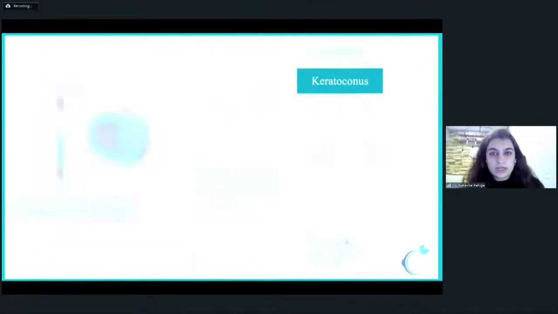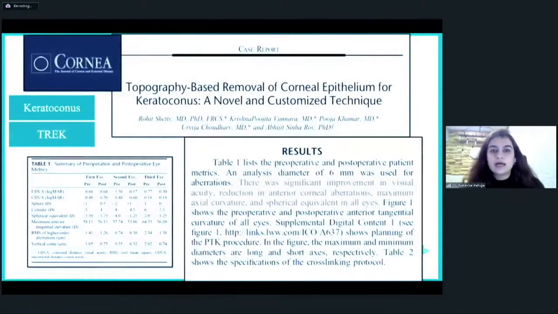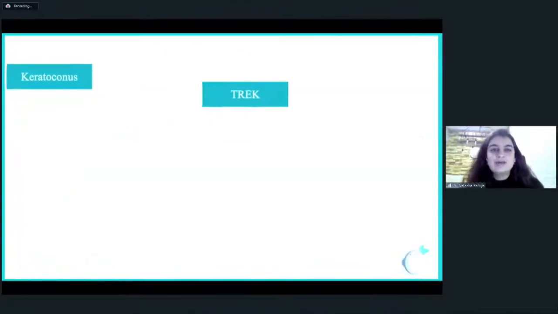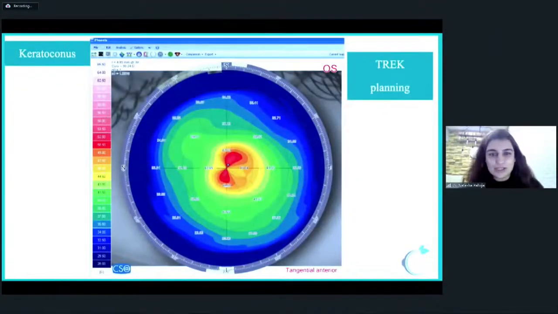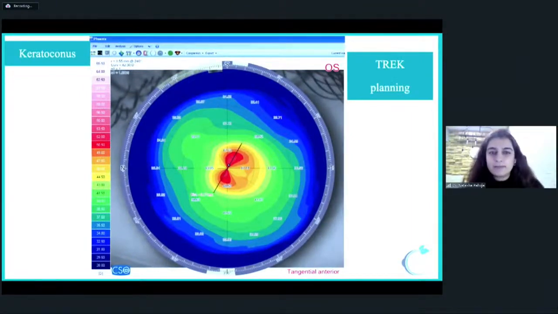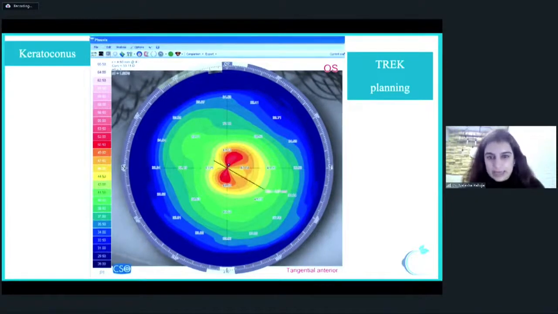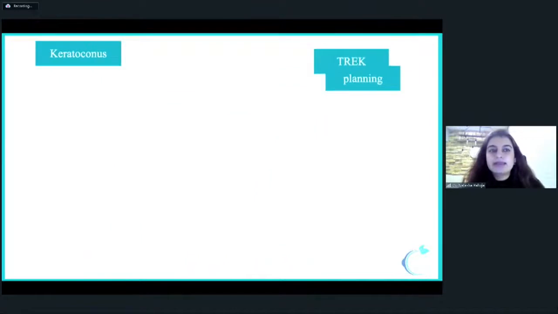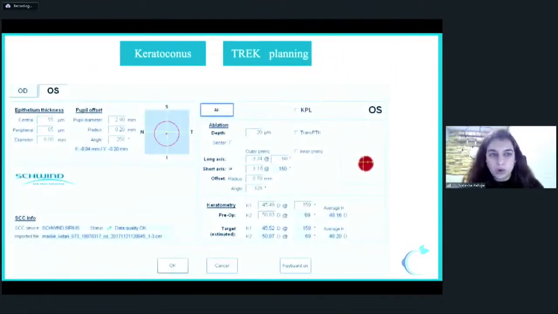And this is how the profile looked. So in this case, I went ahead and did what Professor Shetty has published, which is called a TREC, topo-guided removal of epithelium, but it also knocks off the cone a little bit. Now let's see how this newer application comes into being and how we plan it. We basically take the short axis and measure the long axis, and we see where the intersection point is. All this data is measured and simply put in the PTK cam mode.